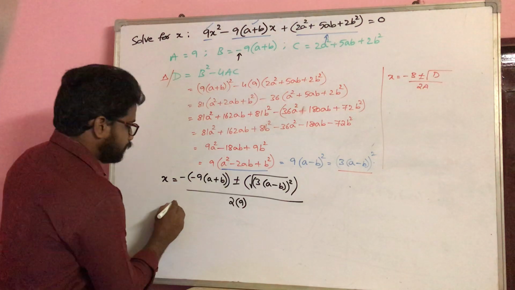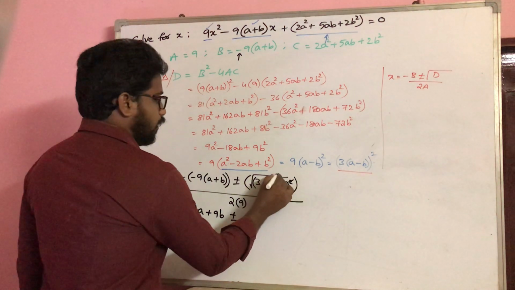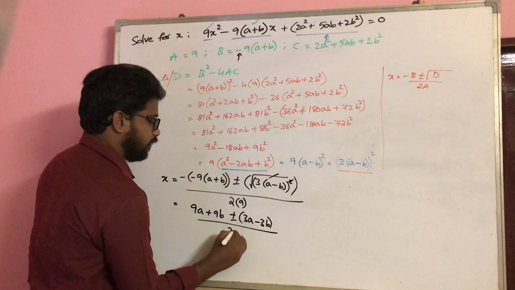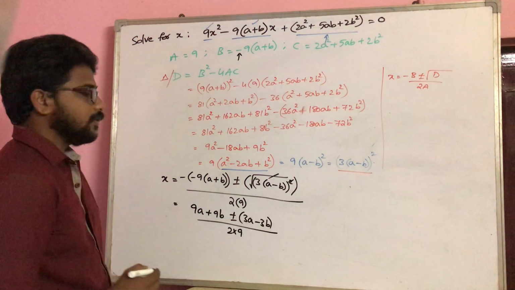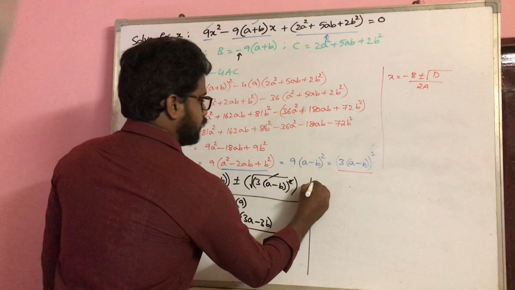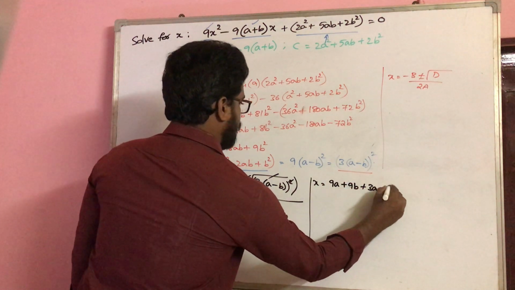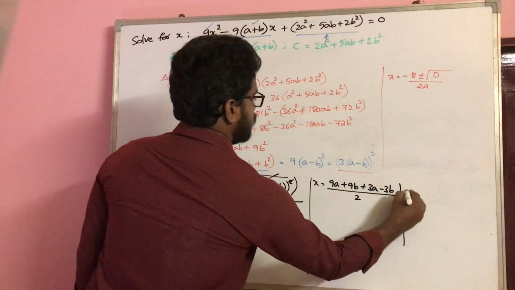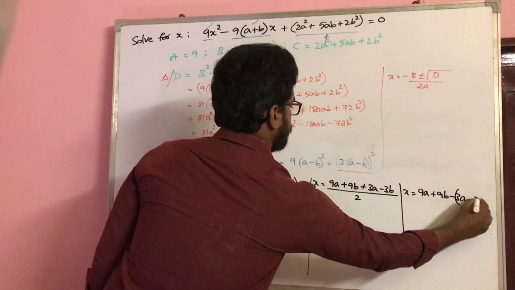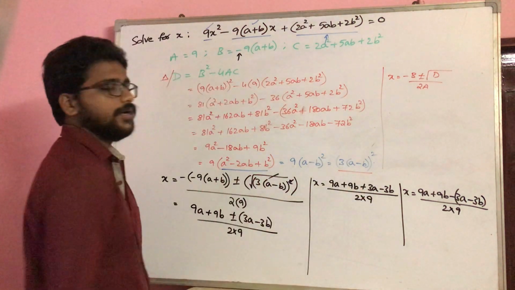So please be careful. So this is 9a plus 9b plus or minus, and the square and root will get cancelled. You will be getting 3a minus 3b whole divided by 2 into 9. So let us simplify it further with the plus as a first case and minus as a second case. First case, x is equal to 9a plus 9b plus, I am writing 3a minus 3b, by 2 into 9. Second case, 9a plus 9b, I will use the minus of 3a minus 3b whole divided by 2 into 9. Here also 2 into 9.